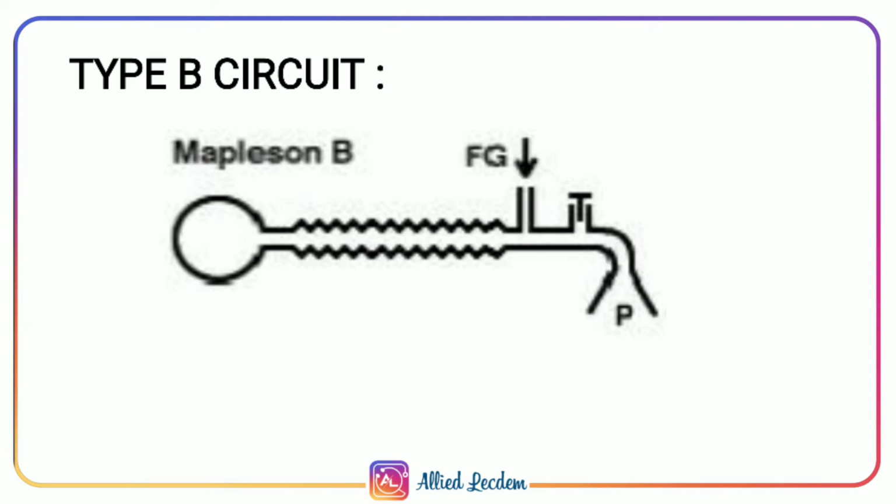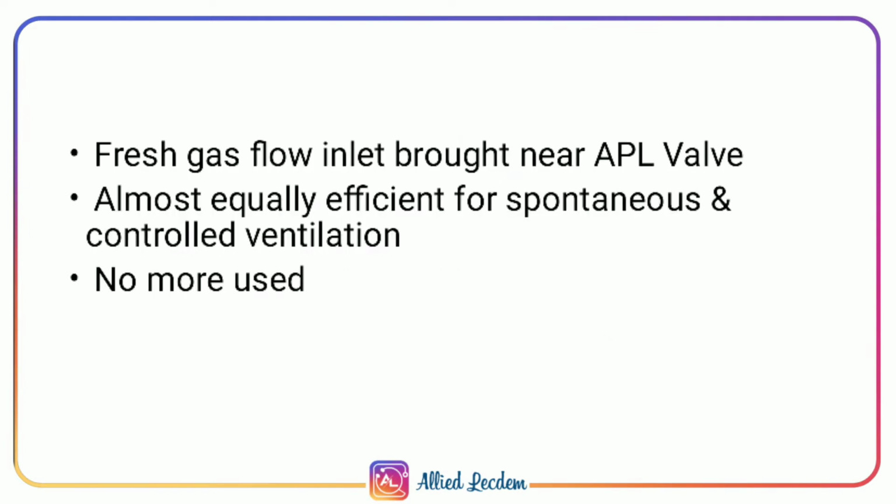Type B circuit. Here, in this diagram, you can see that the position of the fresh gas flow inlet and the breathing bag has been changed when compared to type A. The fresh gas flow inlet is brought near the APL valve, but still it did not offer any advantage, therefore it is no more used now. It's equally efficient for spontaneous and controlled ventilation.